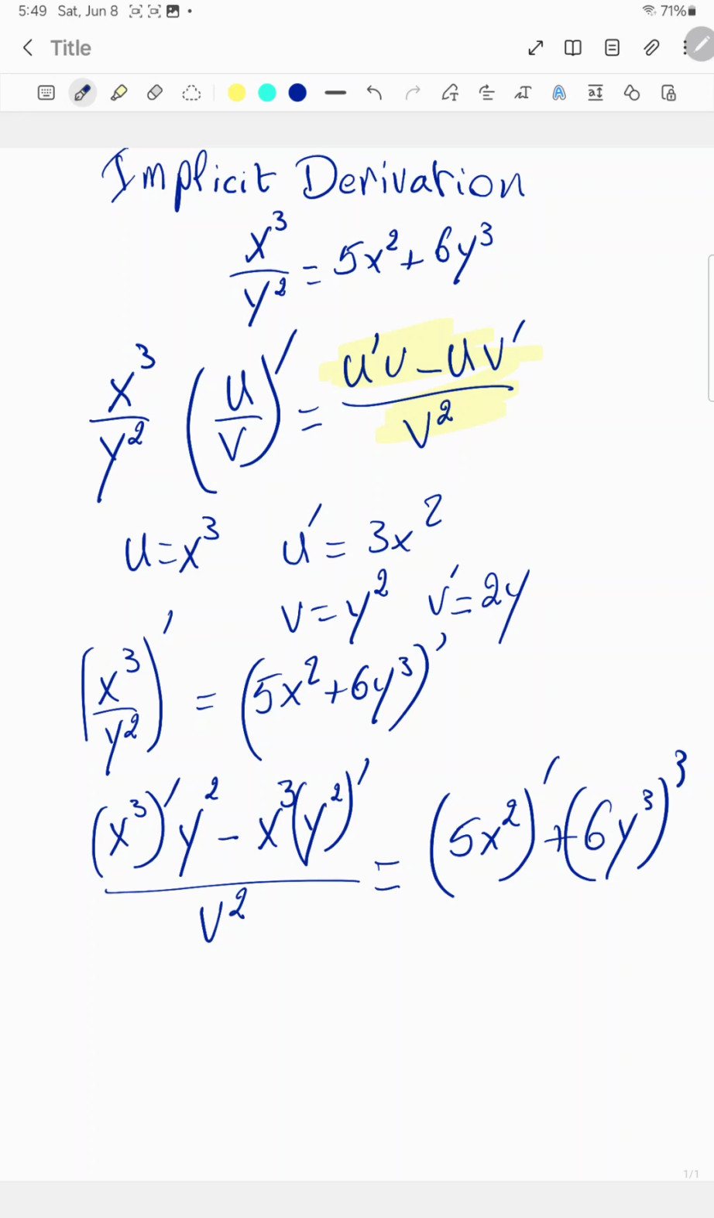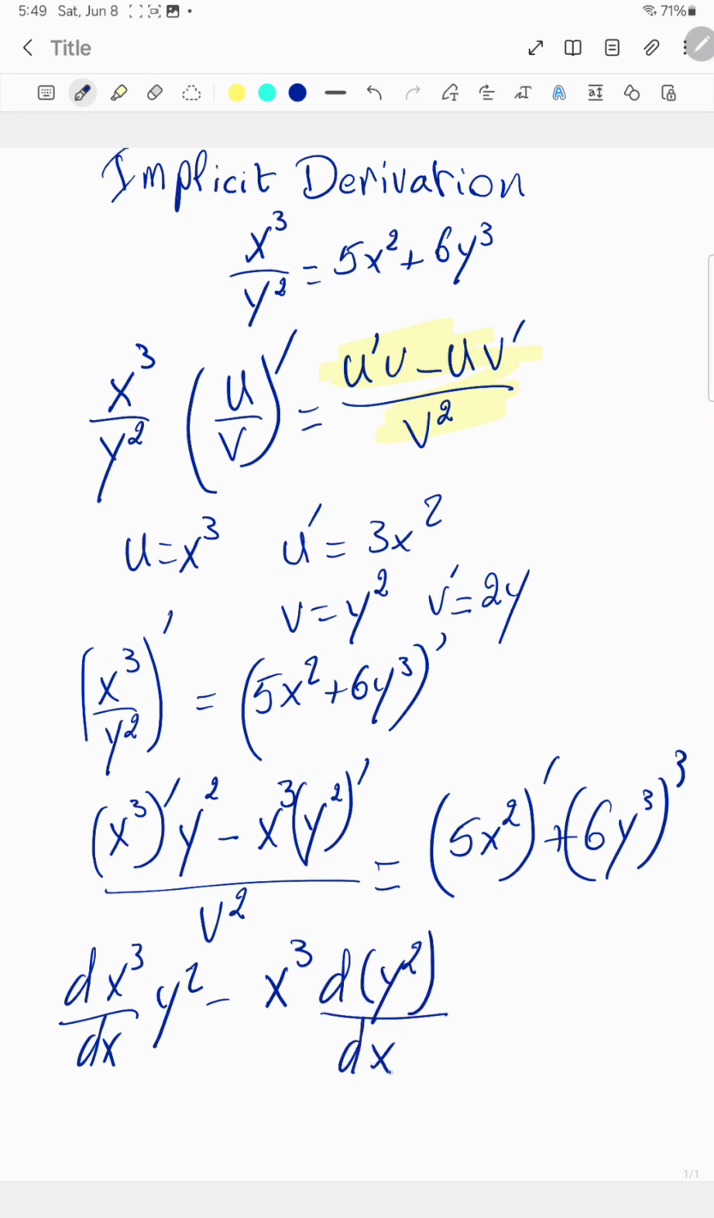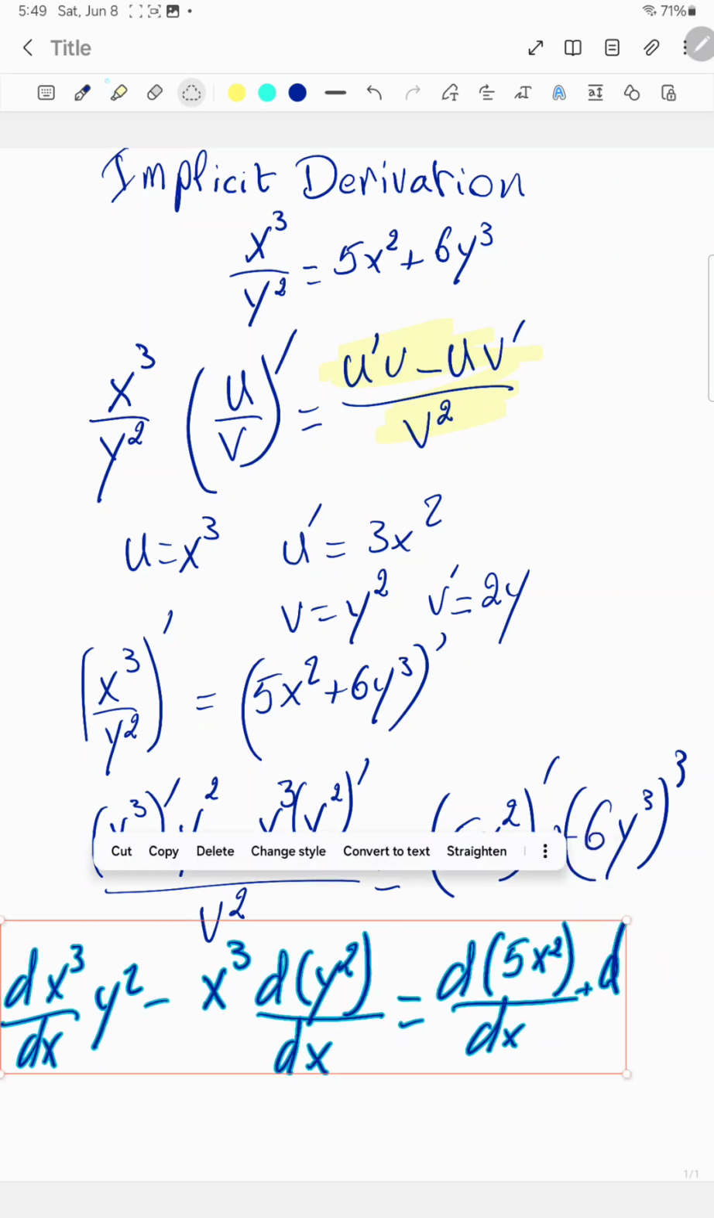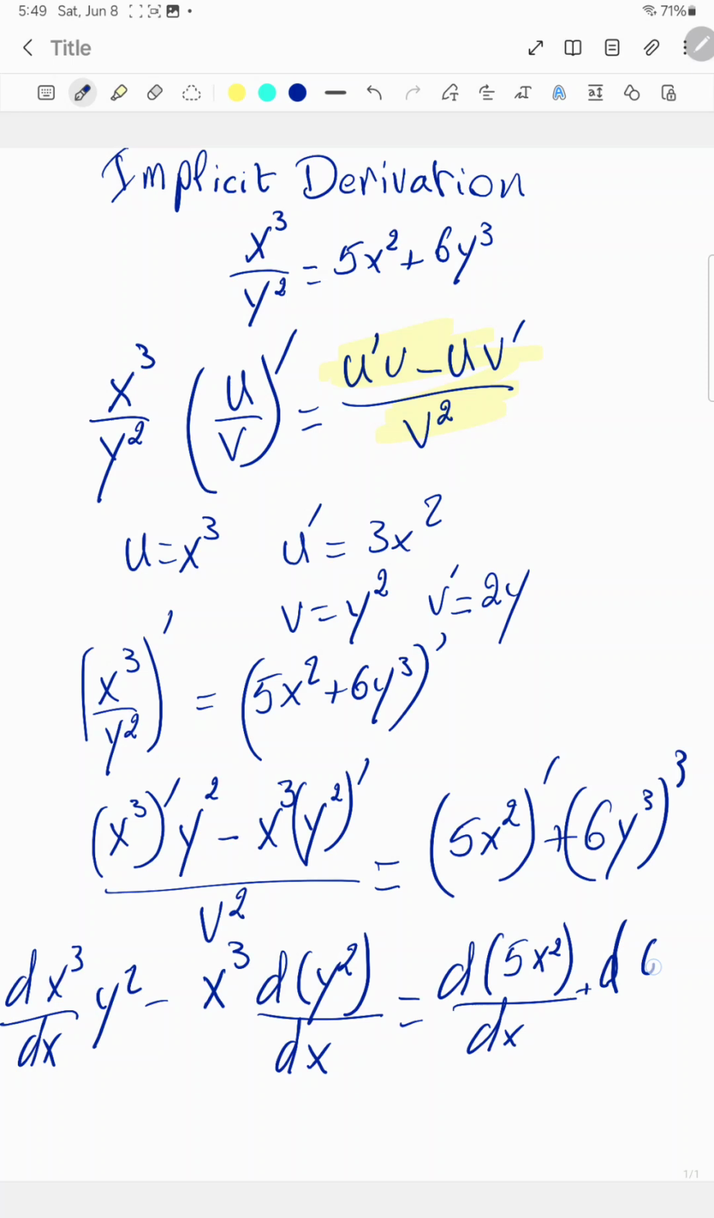So let's do the derivative now. So d of x to the power of 3 divided by dx, y squared, minus x to the power of 3 dy to the power of 2 divided by dx equals d of 5x to the power of 2 divided by dx plus d of 6y to the power of 3 divided by dx. I'm writing a little bit big, so let's move it a little bit.